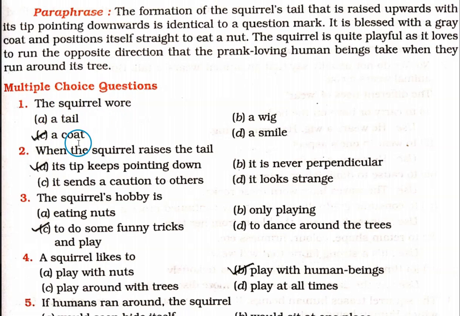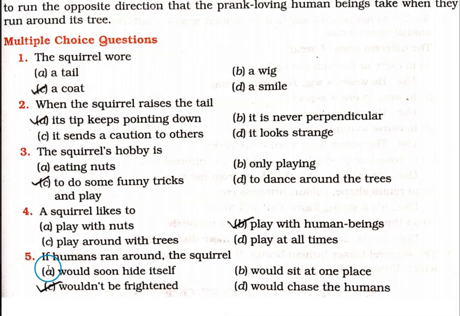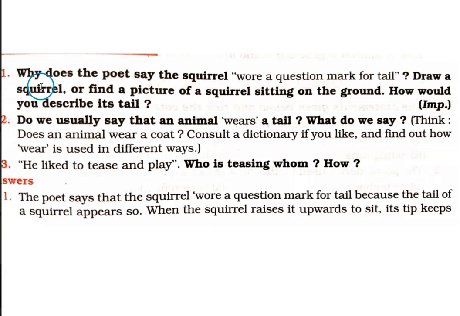The squirrel wore a coat. When the squirrel raises the tail, its tip keeps pointing down. The squirrel's hobby is to do some funny tricks. A squirrel likes to play with human beings. If humans ran around the squirrel, it wouldn't be frightened. Now these are the questions.